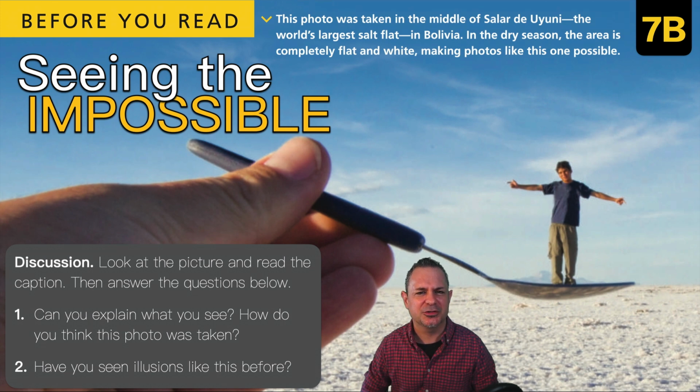Can you explain what you see? How do you think this photo was taken? Well, we already know that this photo was taken in the salt flats of Bolivia. But what is this a picture of? It looks like a picture of a tiny person standing in a spoon. Or maybe it's a photo of a giant's hand holding a regular-sized person in a giant spoon. But is that really what this is? How do you think this photo was taken?